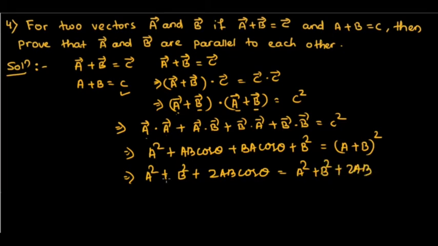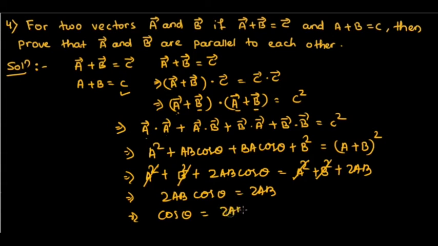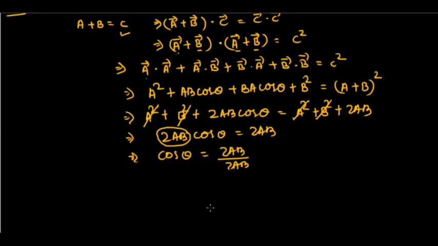Is that clear? So now we see that on the left side I have a square, on the right side I have a square, so a square cancels, similarly b square cancels. So I got that 2ab cos theta is equal to 2ab. That implies cos theta will be what? cos theta is equal to 2ab divided by 2ab. Here 2ab is multiplied, so I divide it on the right side. So cos theta is equal to 2ab by 2ab, and that is equal to 1.